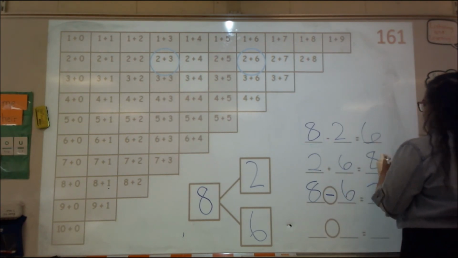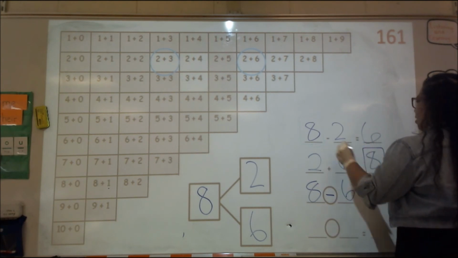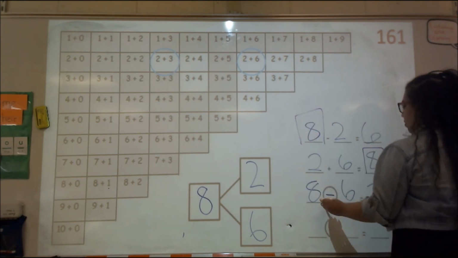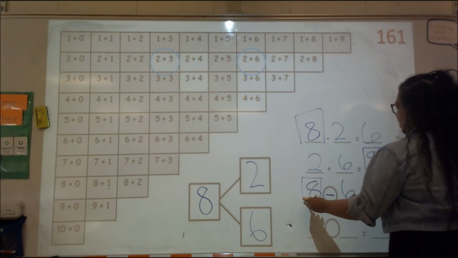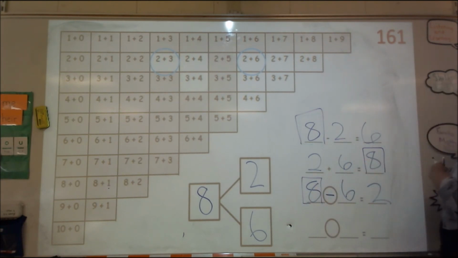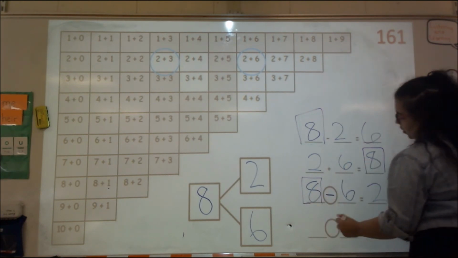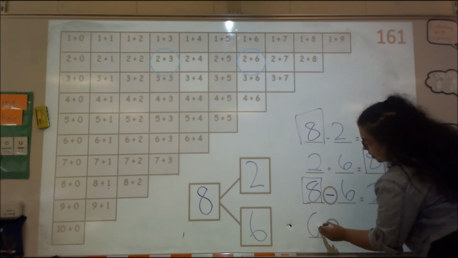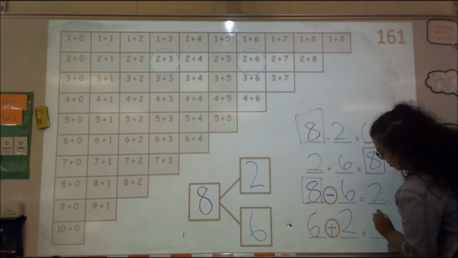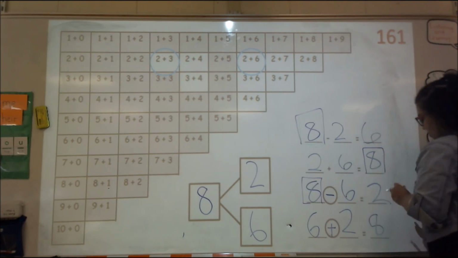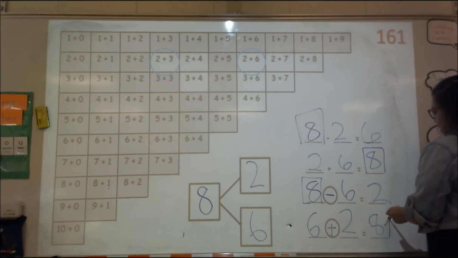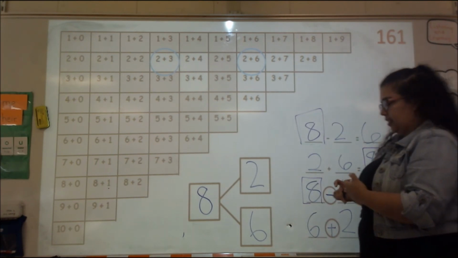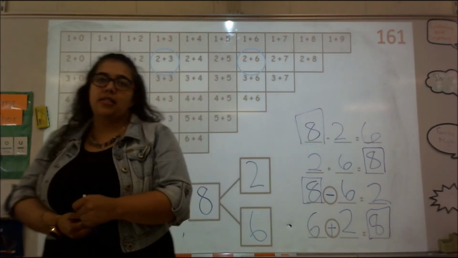Notice where we position our whole. For subtraction, it is at the beginning. We're starting with the big and working our way down. With addition, doing the same number sentence we used to solve, 6 plus 2 equals 8. It is the part plus the part is equal to the whole. We're trying to bring the pieces together, not take the pieces apart.